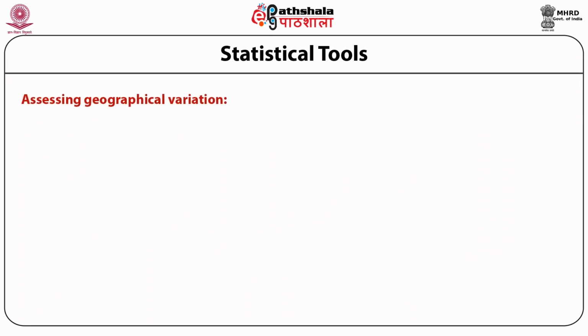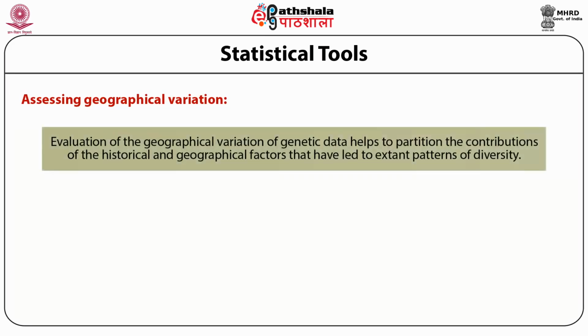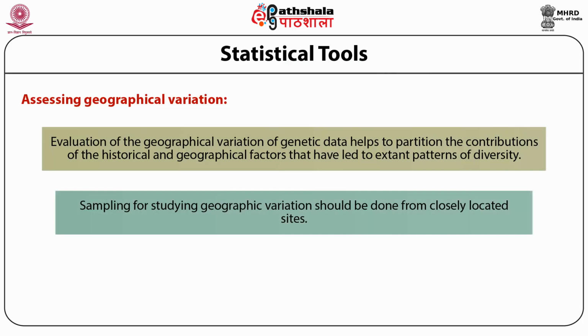Assessing geographical variations. Evaluation of geographical variation of genetic data helps to partition the contributions of the historical and geographical factors that have led to extant patterns of diversity. The geographical patterning of allele frequencies is observed as patches or continuous gradients known as clines and is called genetic landscape. These patterns are results of different evolutionary processes that result in isolation by distance, known as IBD, and clinal gradients. Sampling for studying geographic variation should be done from closely located sites.